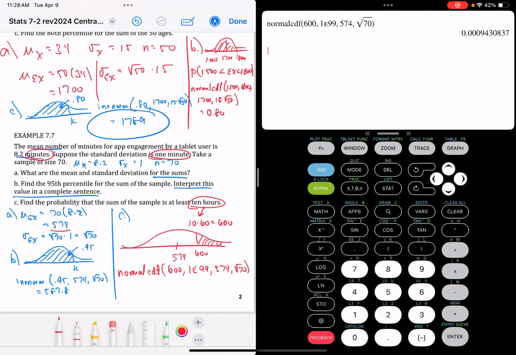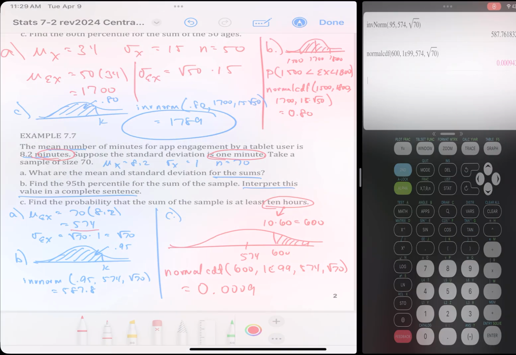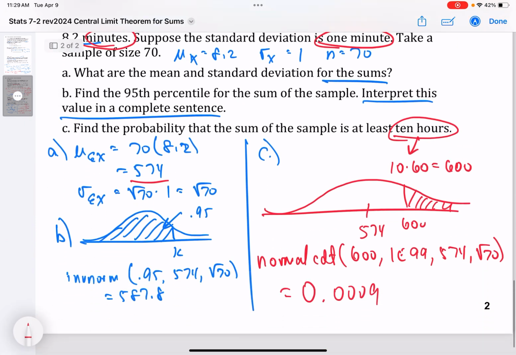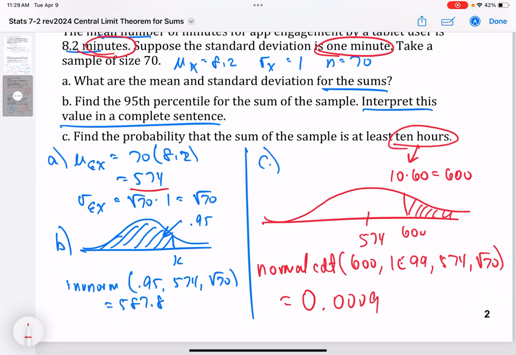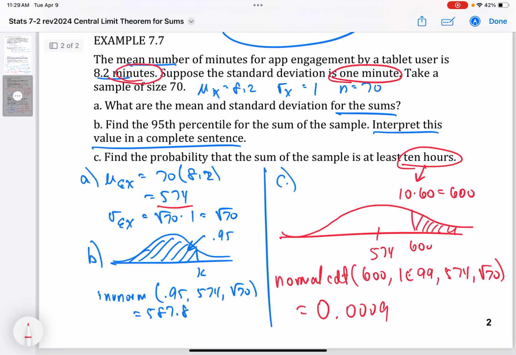Yeah, there we go. All right, so the probability that the sum is at least 10 hours, so 600, is going to be 0.0009. So that is going to be quite tiny overall. That probability is almost non-existent for the total number of minutes for these 70 users to be over 600.